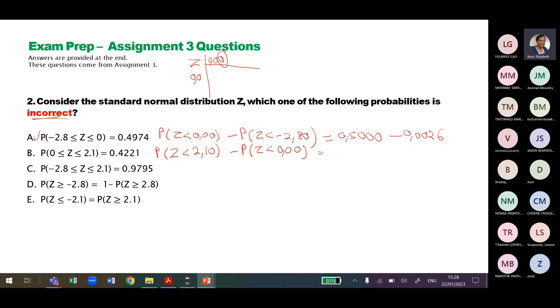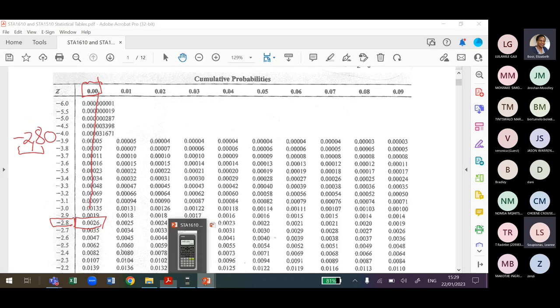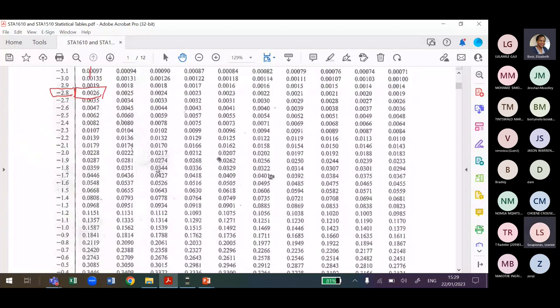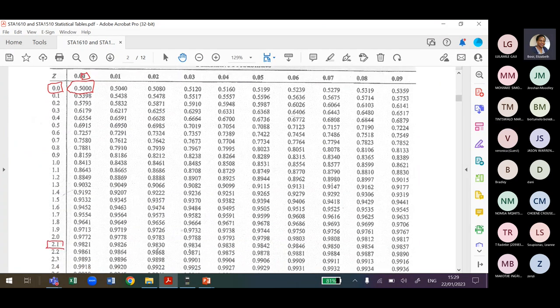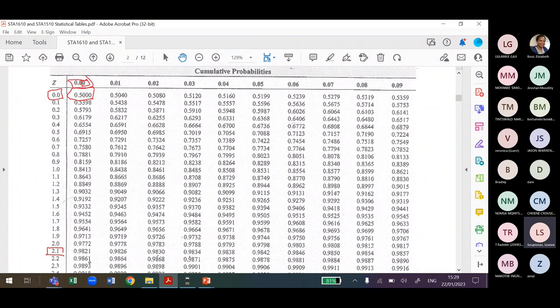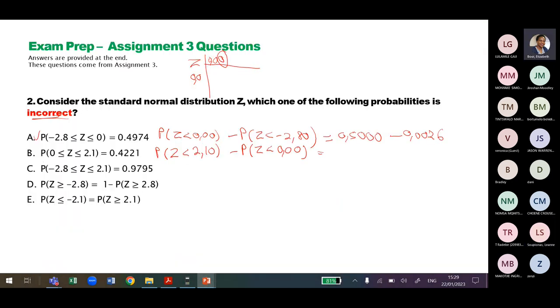So what is the probability of Z less than 2.10? I'm thinking it's 0.98. Okay, we can double check that. So we're looking for 2.10. You go to the positive side on the probability table and you look for 2.1, and you look for 0.00 at the top. And the probability is 0.9821. Yes.